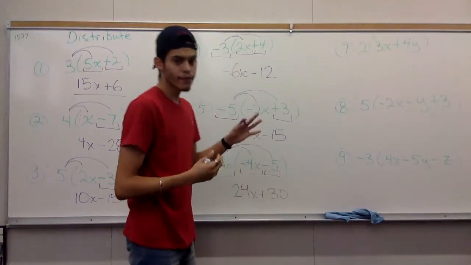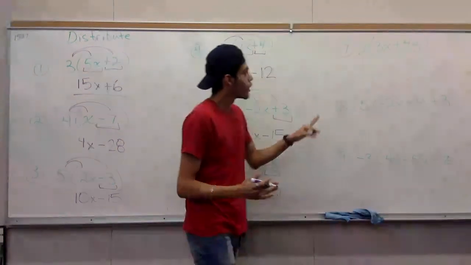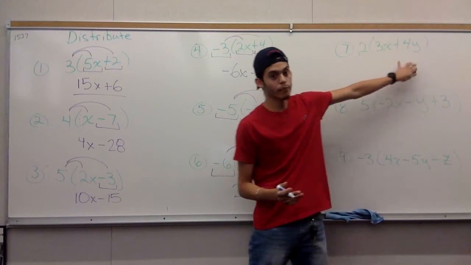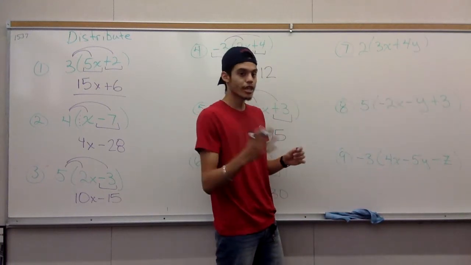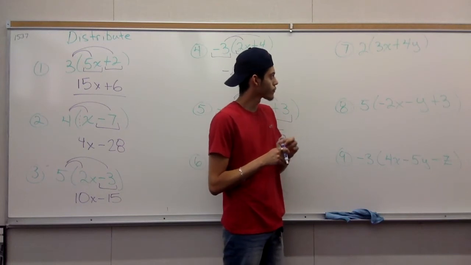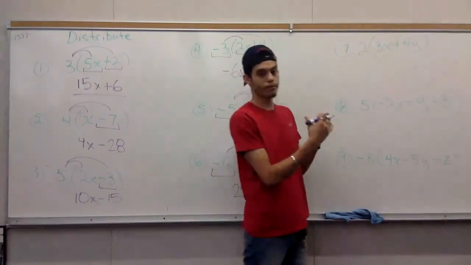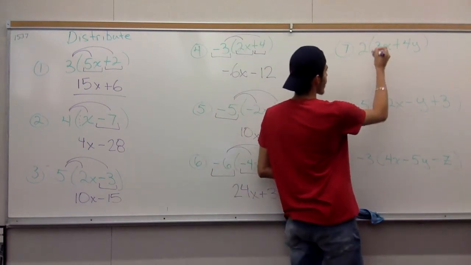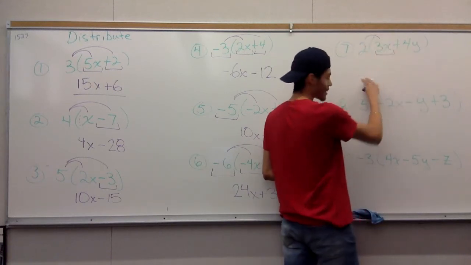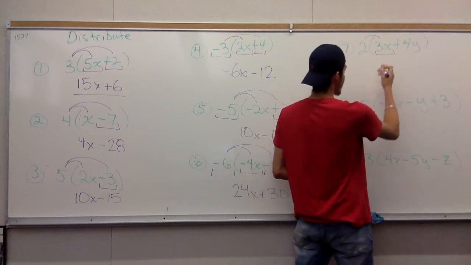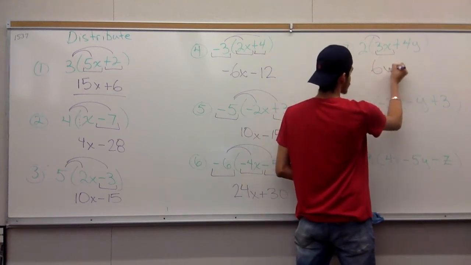All right, now for number 7 through 9, we have multiple variables, multiple letters inside the question. It's going to work the same way. Just keep the same letters together. Don't mix them up. So now we have, make the first loop, 2 times 3x. The x is with the 3. 2 times 3x would give you 6x.